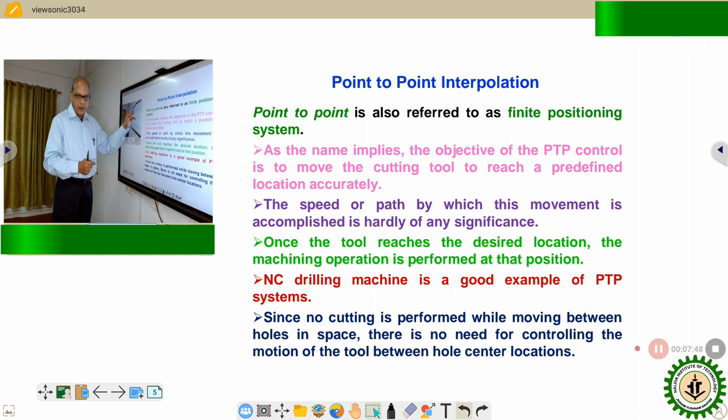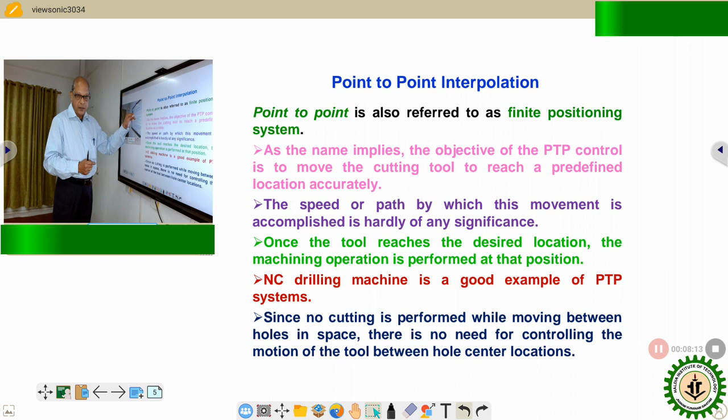So neither the speed nor the path is important, because we are interested only in ensuring the correct location of the final destination point. Once the tool reaches the desired location, the machining operation is performed at that position. A very good example to understand this PTP movement is drilling.